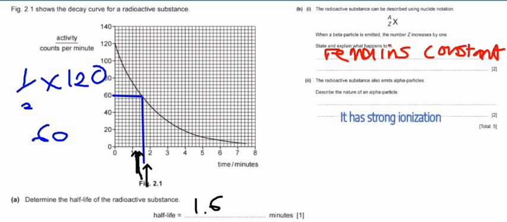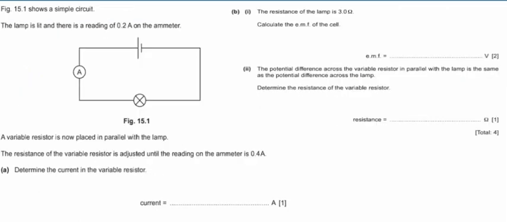Likewise, let's come to the last question. The last question is saying, figure 15.1 shows a simple circuit. The lamp is lit and there is a reading of 0.2 amps on the ammeter. So you have this lamp here, and this lamp leads 0.2 amps on the ammeter.